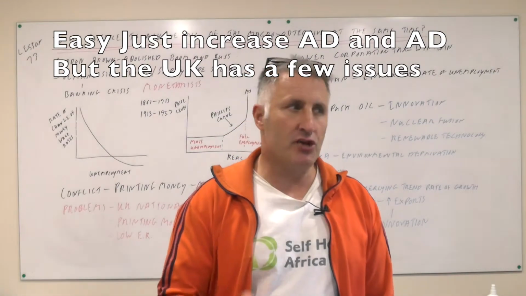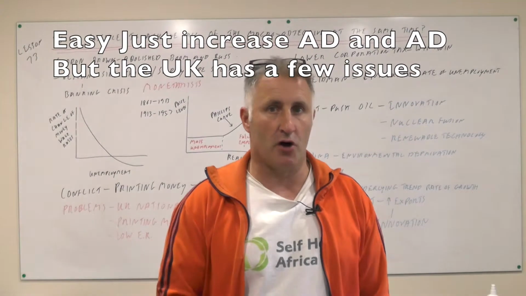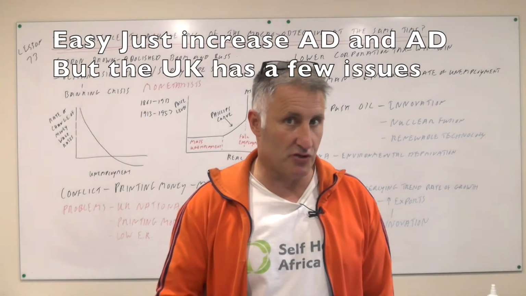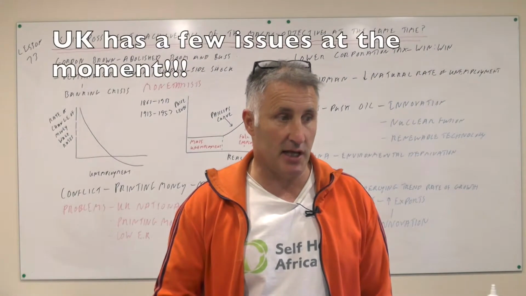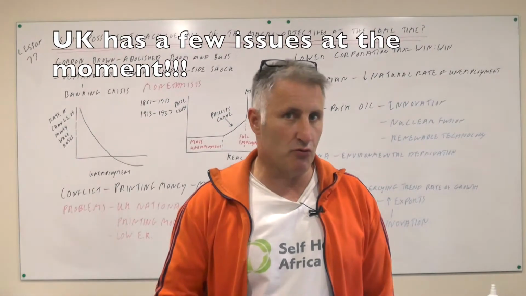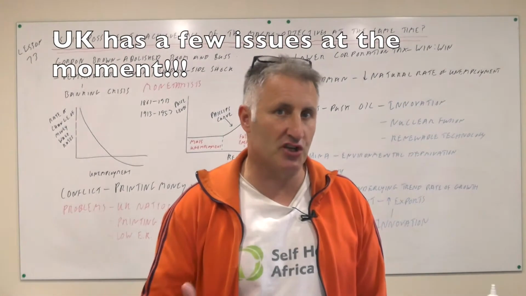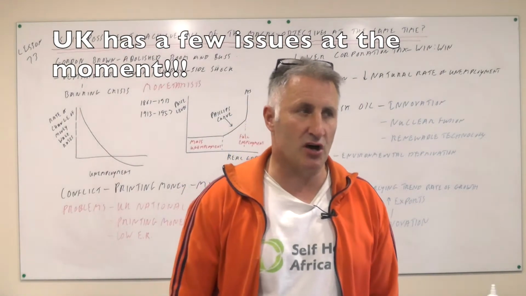However, I think a really good essay is going to pick out that the UK has a few issues at this moment in time. For example, it's got a high level of national debt, it's printed loads and loads and loads of money, it's got very low productivity recently, it's still got a record trade deficit. So there are issues concerning how we actually can achieve or improve all those macro objectives at the same time.